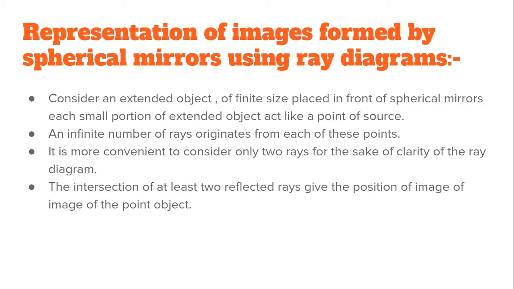The extended object acts like a point source. An infinite number of rays originate from each of these points. It is more convenient to consider only two rays for the sake of clarity of the ray diagram. So in ray diagrams there are many rays we can originate, but we only use two rays, for the sake of clarity, so that our diagram looks neat and clean. The intersection of at least two reflected rays gives the position of the image of the point object.